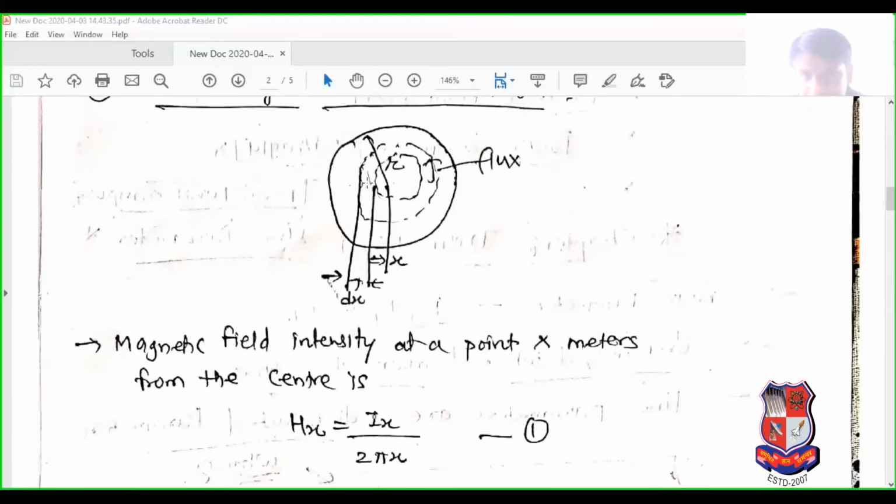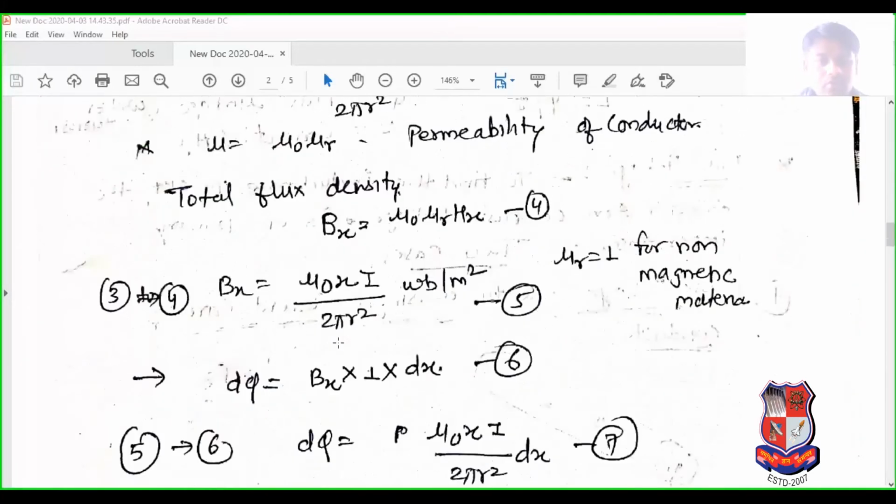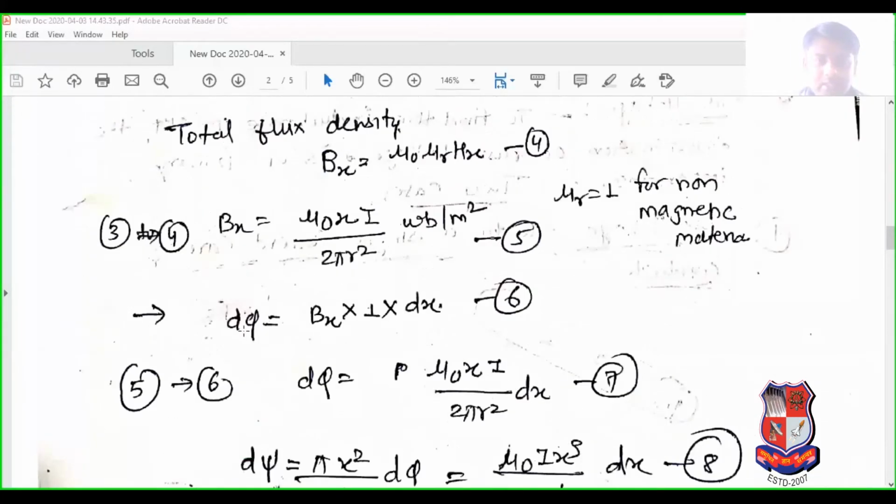Now we will consider a small portion here, dx. So now the flux d phi, which is through a cylindrical shell of radial thickness dx, and consider the axial length is equal to 1 meter, right? For this portion, what is d phi? D phi is equal to Bx, this is Bx, flux density, into the radial thickness. The axial length is 1 meter and the radial thickness is dx. So d phi is equal to Bx into 1 into dx, right?